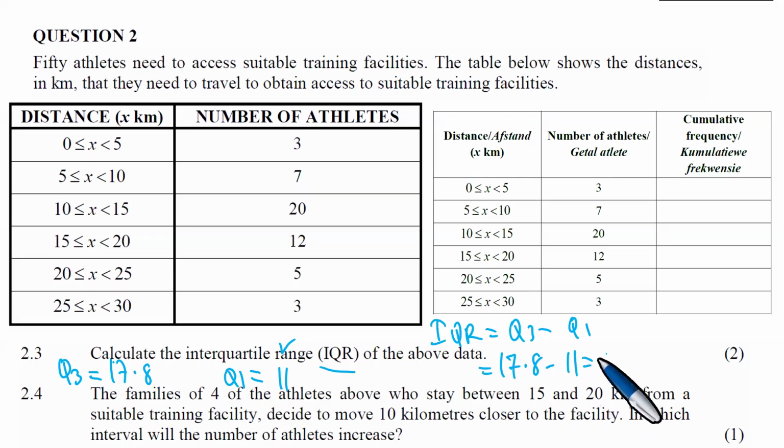Minus 11, which is 6.8. The interquartile range, the IQR. Who doesn't understand how to find the IQR, the interquartile range? Who does not understand how to calculate the interquartile range?